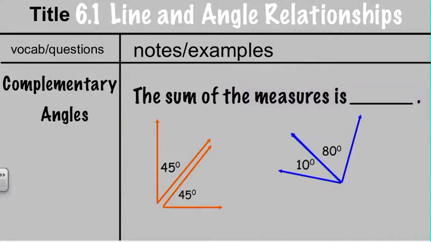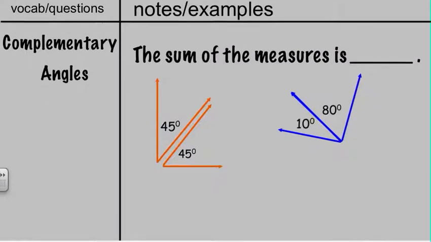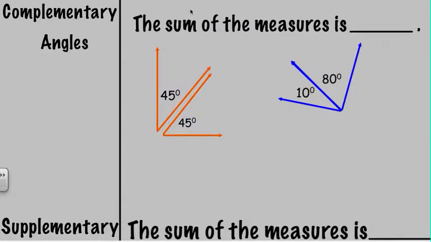The first word that we talked about in class, or the first word that we need to know, is complementary angles. We learned 2, complementary and supplementary. And really all it means is that you have 2 angles and you're going to add them together. For complementary, we want them to add together to be 90 degrees. 45 plus 45 is 90. Also, 80 and 10 is 90.